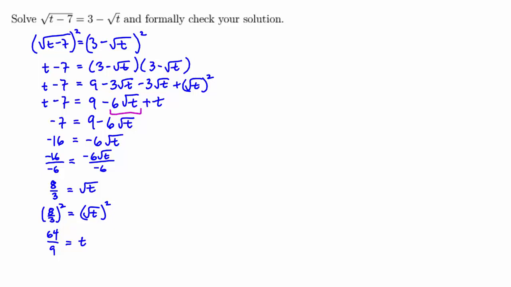Now when I go to check this, I'll make sure that I check into the original equation. And so I'll take that square root of t minus 7, replace t with 64/9, and on the right side I'll take 3 minus the square root of t and replace that t with 64/9. So coming in, looking at our check, square root of, and here we have 64/9 inside that radical, and we are subtracting 7, and then we're going to check, and on the right we're going to have 3 minus the square root, and then inside there we're going to put 64/9.